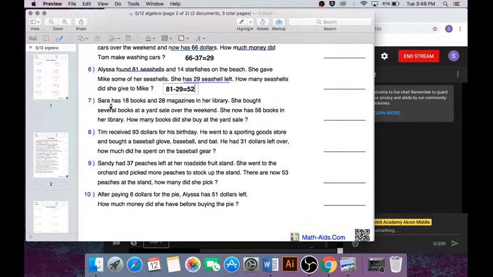Number 7, Sarah has 18 books and 28 magazines in her library. She bought several books at a yard sale over the weekend. She now has 56 books in her library. How many did she buy at the yard sale? So we know she had 18 books, and now she has 56 books. So if we take the total number of books that she has, and we subtract what she started with, we have 56 minus 18, and that means that she bought 38.